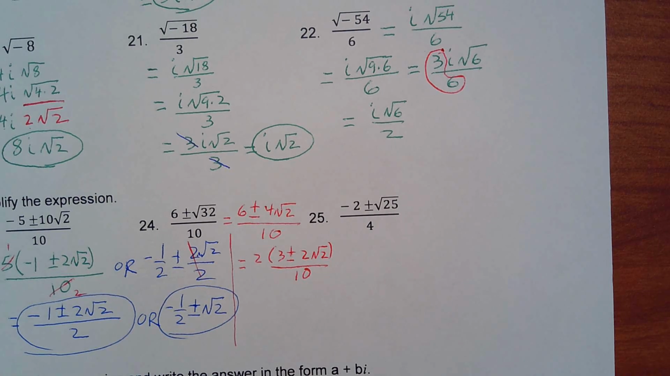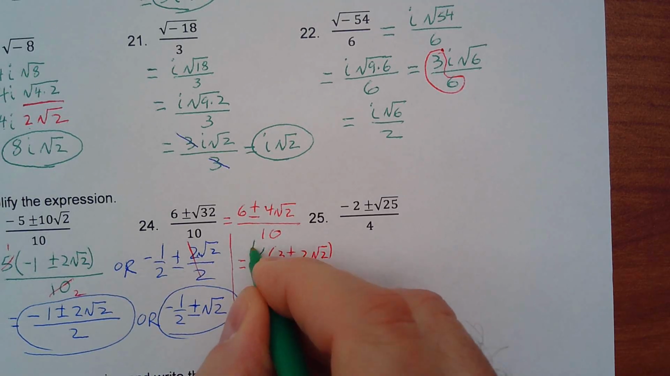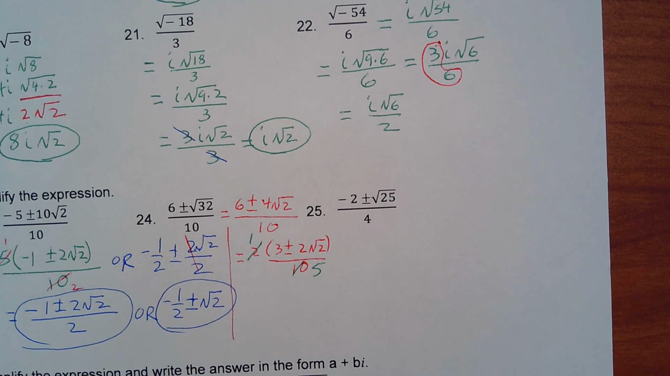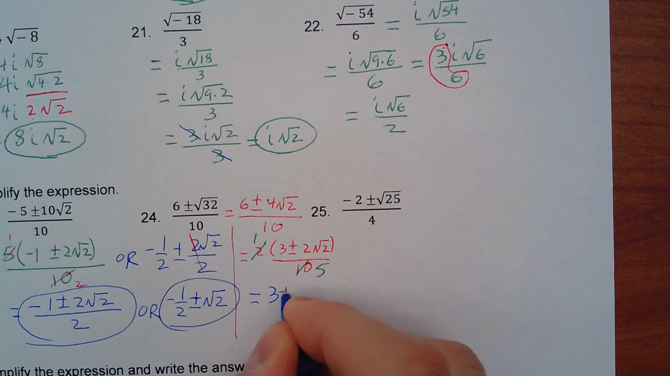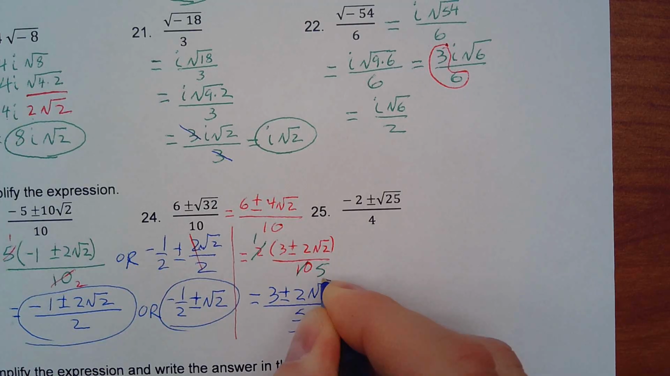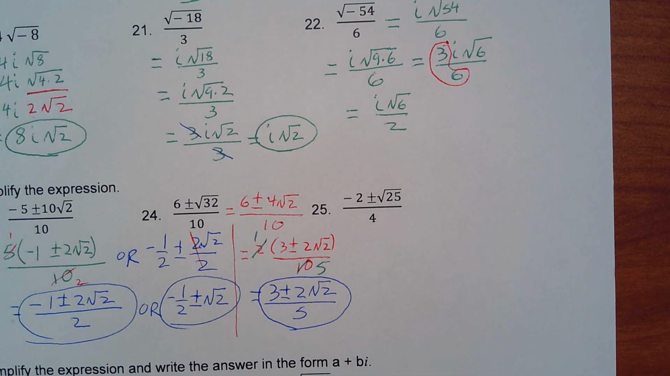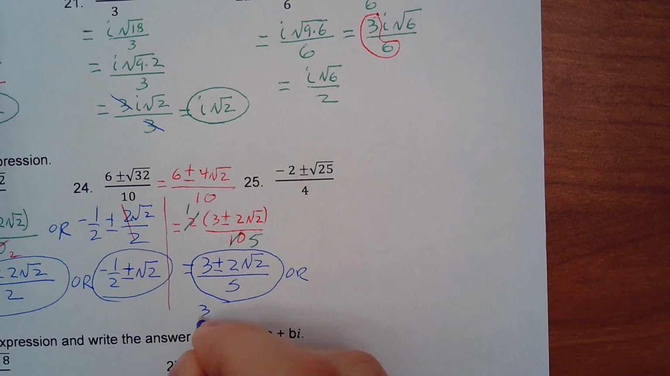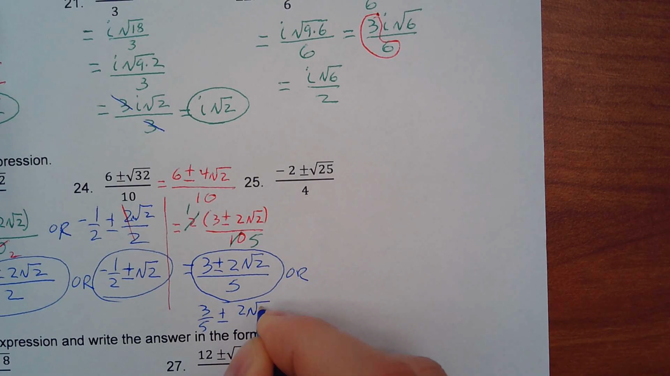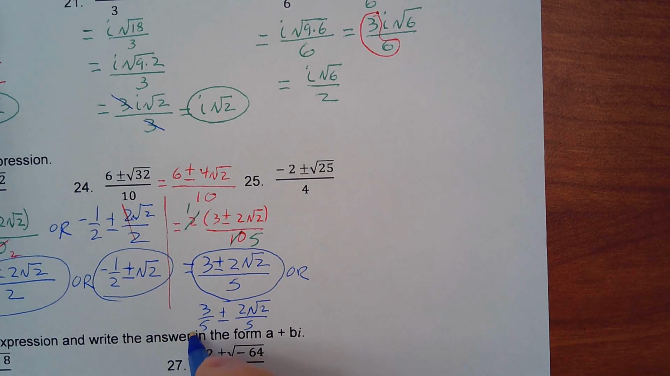And then I'm looking at that 2 over 10. I can reduce that. So that would give me 3 plus or minus 2 square root of 2 all over 5. And if I wanted to write it out separately, then I'd write it out as 3 over 5 plus or minus 2 square root of 2 over 5. So that would be our alternate answer.